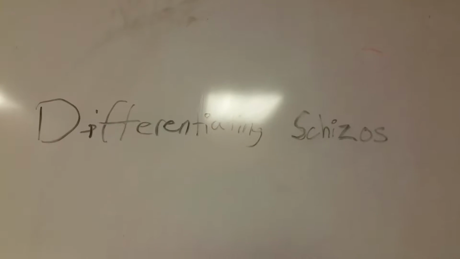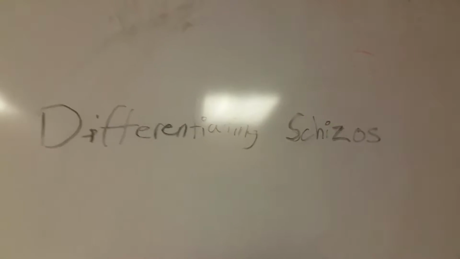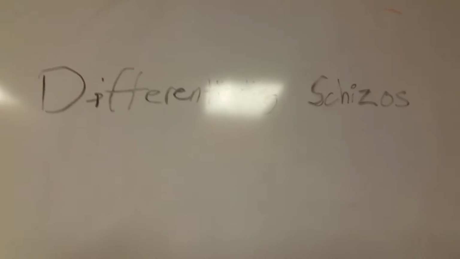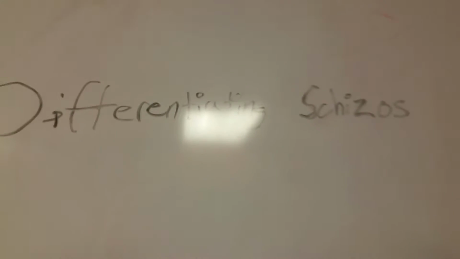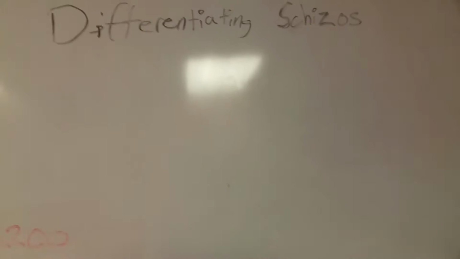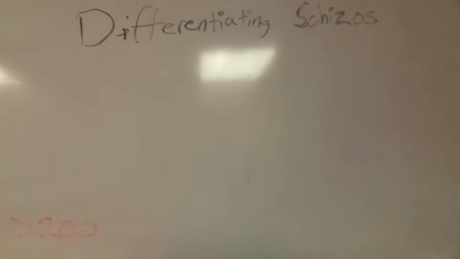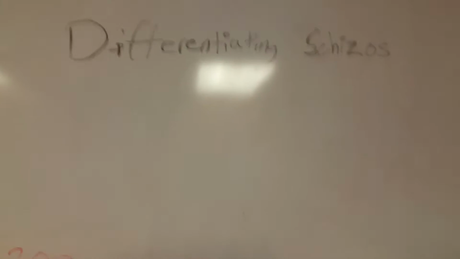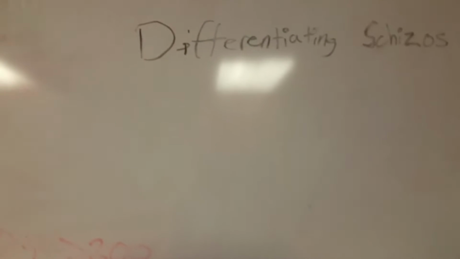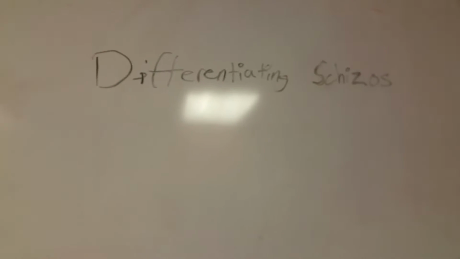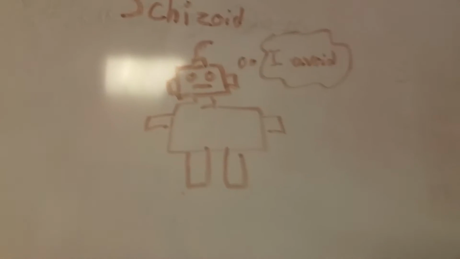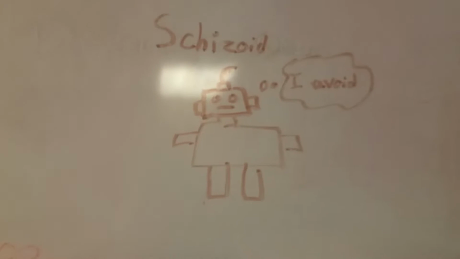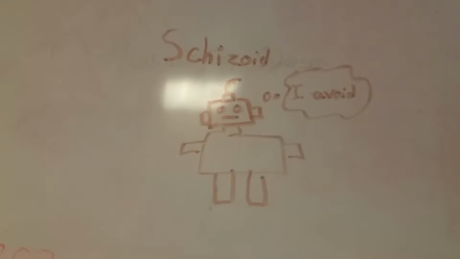Today, what we're going to talk about is differentiating the different schizos in psychiatry. So, the different schizos are schizoid personality disorder, schizotypal personality disorder, schizoaffective disorder, schizophrenia, schizophreniform, and then we'll also include brief psychotic disorder, and we will also talk about depression with psychotic features to make sure that you can differentiate that from schizoaffective. Okay, so the first personality disorder that we're going to talk about that's a schizo is schizoid.